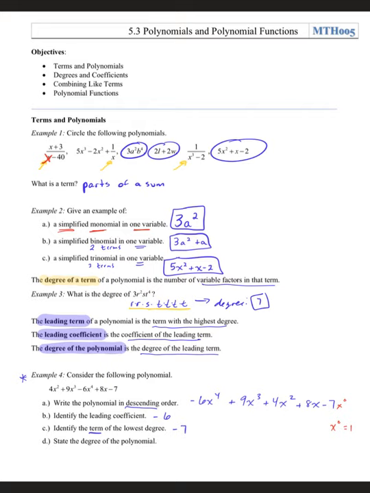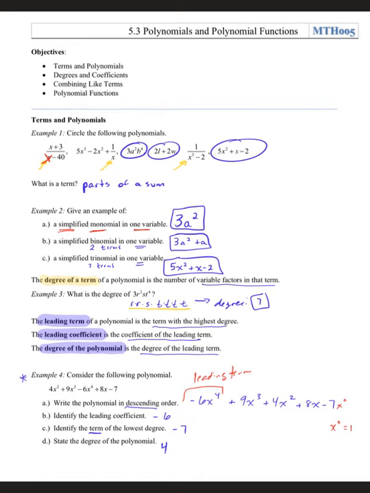The next thing, degree of the polynomial. The degree of the polynomial is the degree of the leading term. We said that this negative 6x to the fourth is our leading term because it has the highest degree. So therefore, the degree of that is going to be a 4, so that's the degree of the polynomial. That's all we have for this section.